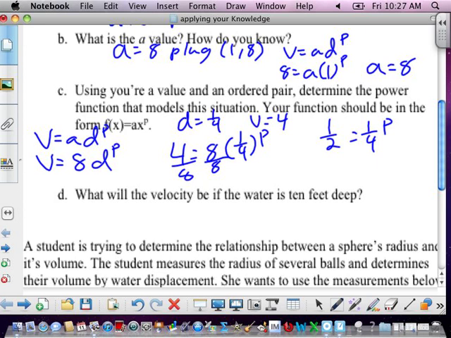So, in your calculator, you're going to type in this because we're going to have to do a guess and check kind of a thing. In your calculator, you're going to put parentheses, 1, divide, 4, parentheses. You're going to put the caret, and then you're going to plug in different fractions in there until you come up with 1/2. So let's try it, Aaron.